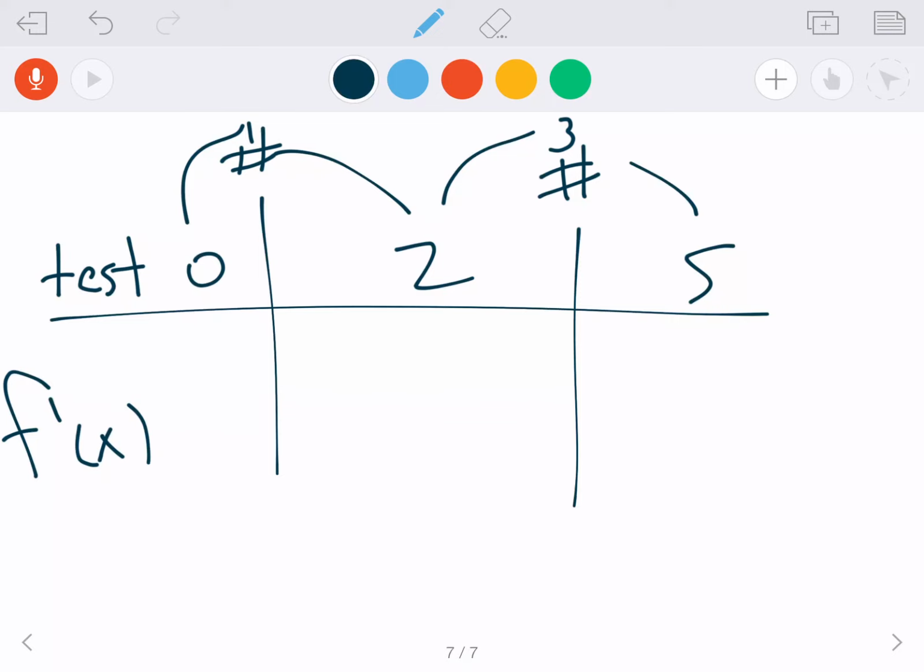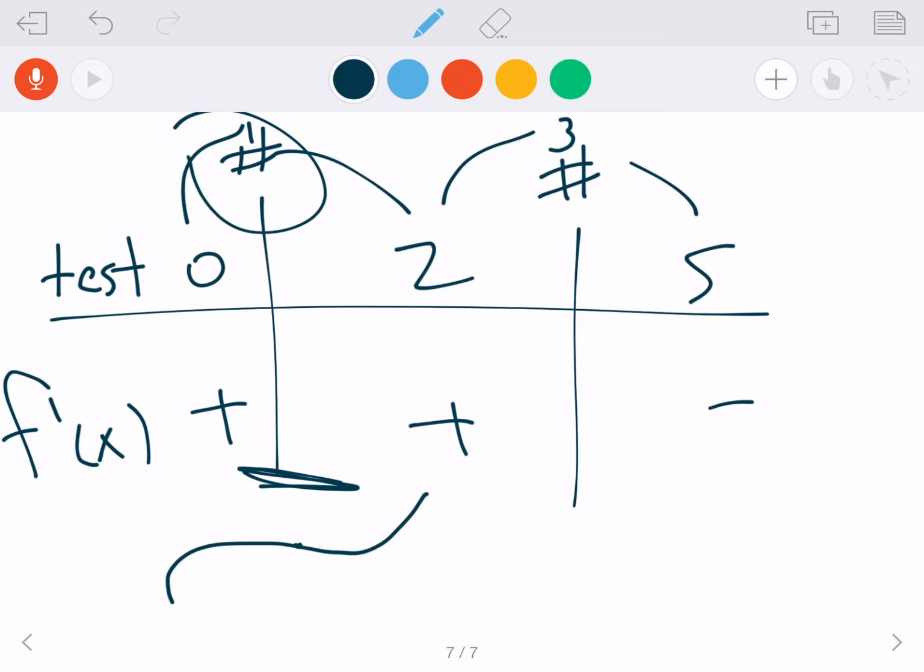I don't even care what the value of it is. I just need to know, is it positive or is it negative? So if there's no sign change, that tells me the graph was increasing, flattened out, and then it kept increasing. So this critical number is neither. It's neither a max nor a minimum.